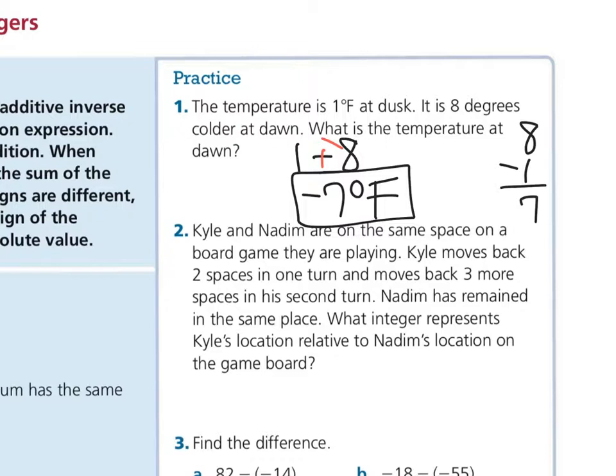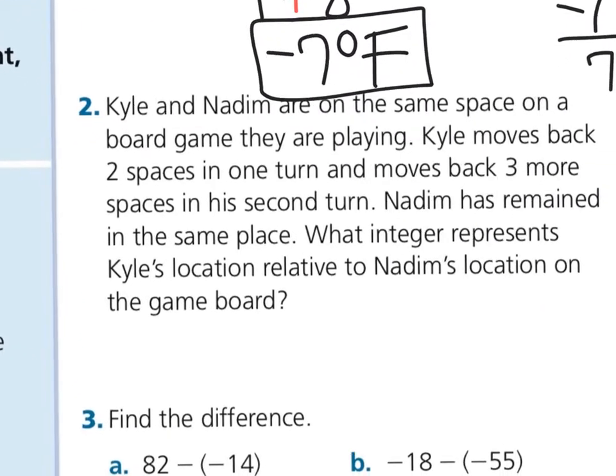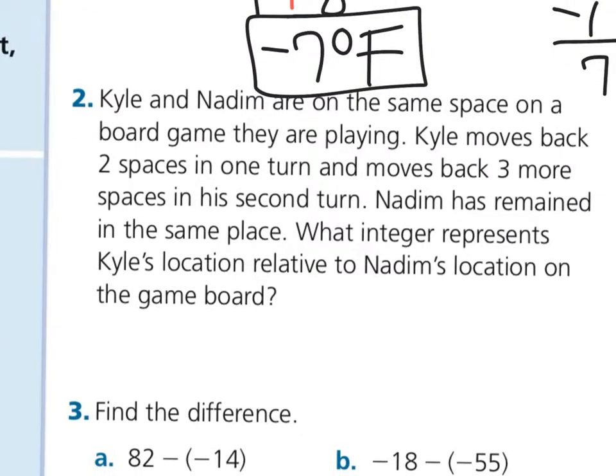Number 2, Kyle and Nadim are on the same space on a board game they are playing. Kyle moves back 2 spaces, then moves back 3 more spaces. Nadim has remained in the same place. What integer represents Kyle's location relative to Nadim's location on the game board? So if he moved back 2 and then moves back 3 more.